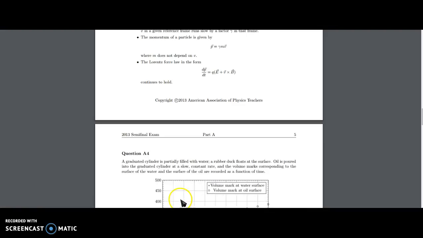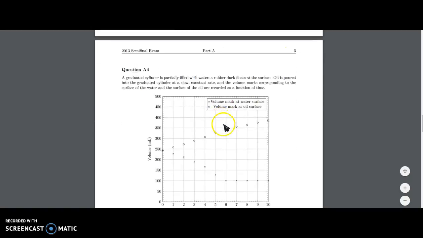I will be covering problem A4 on the 2013 exam. In this problem, we are given a scatter plot, and the problem describes a process of a graduated cylinder being filled with water and a rubber duck floating on top. So this is a fluid dynamics problem, and I will be going through my thought processes when I was doing this problem and how I approach this problem.